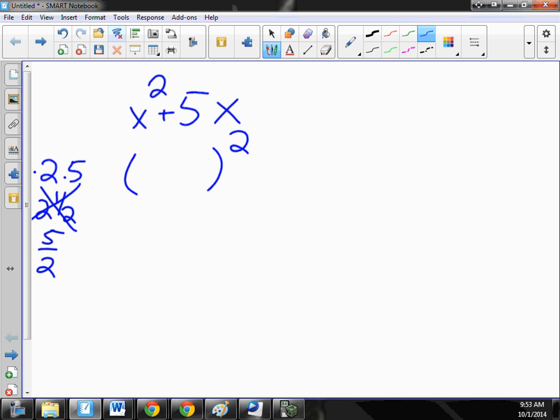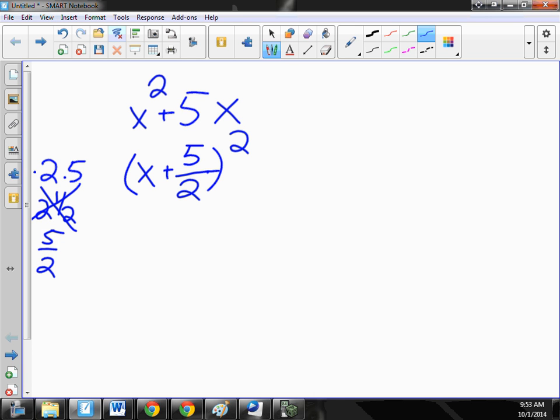What would my factor be? x plus 2.5. Well, what is 2.5 squared? No, that's 2.5 times 2. Well, it's some other decimal that I don't really care about. So, what we're going to do instead is, how do you divide 5 by 2? It's just 5 over 2. 5 over 2 is very easy to square.